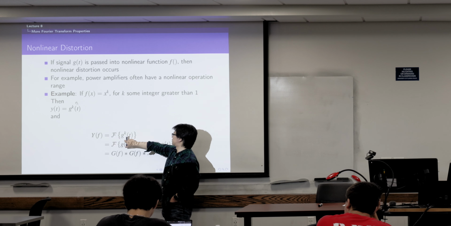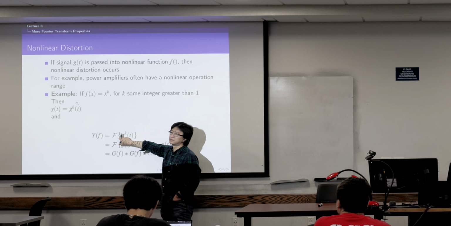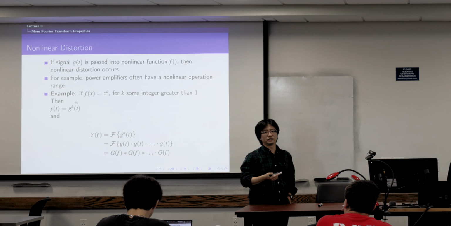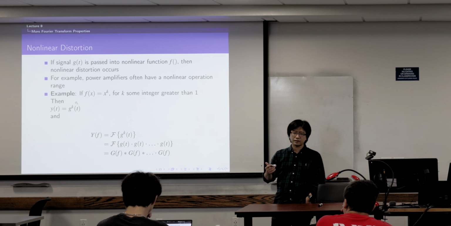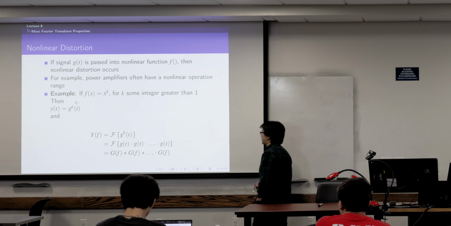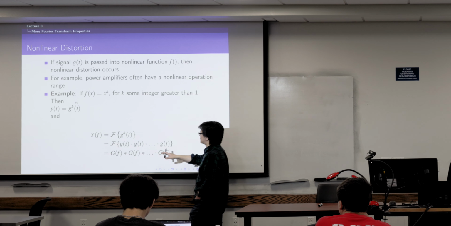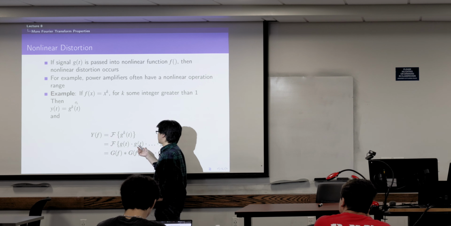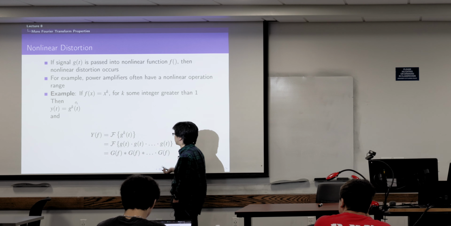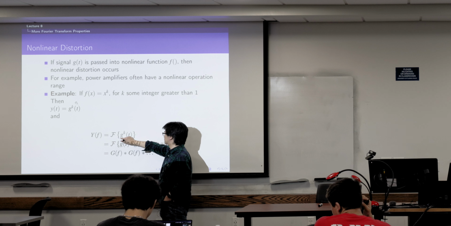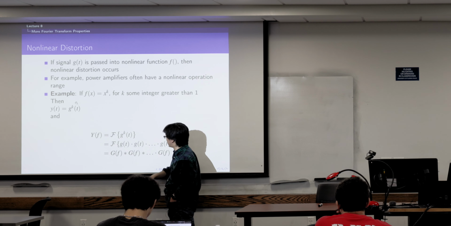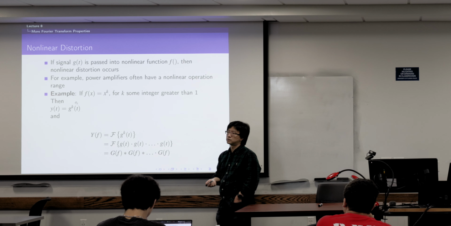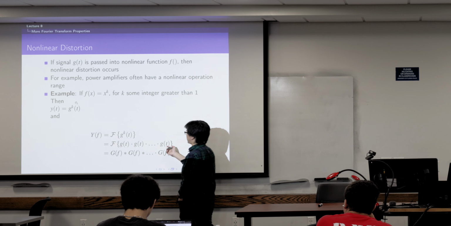If the input is g of t, and we raise it to the power k, then in the time domain, it's very hard to see the property of the signal, right? It's just a signal raised to the power k. What's the big deal, right? Okay, but if we analyze the signal in the frequency domain, we can see something very interesting, right? The way we're going to do that is, again, using the property of the Fourier transform.